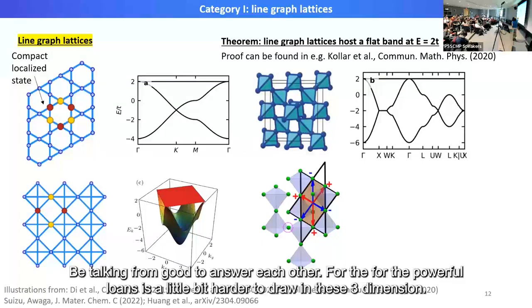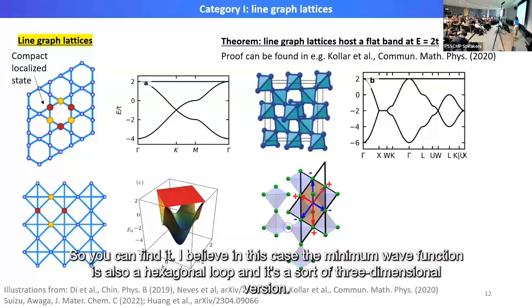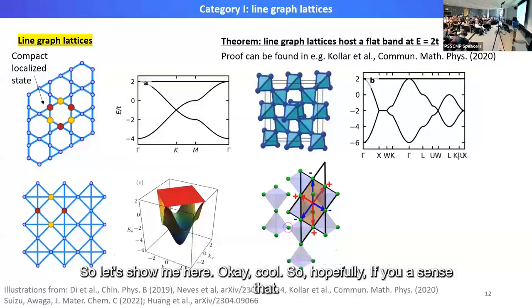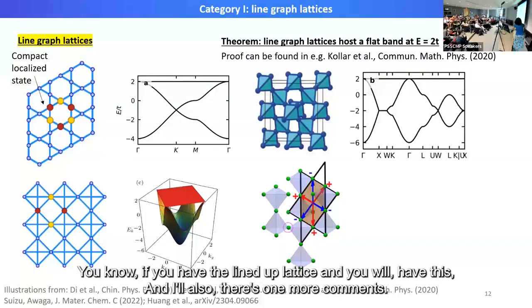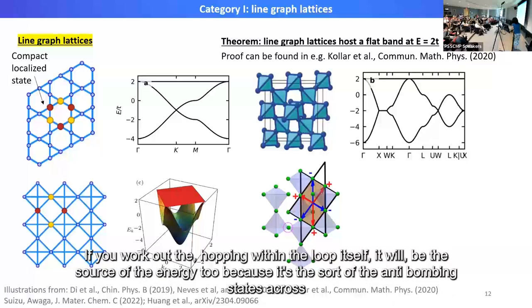For the parabola lattice, it's a little bit harder to draw in three dimensions, but you can find a similar loop. I believe in this case, the minimum wave function is also a hexagonal loop, a sort of three dimensional version of what's shown here. Okay, cool. So hopefully I've given you a sense that if you have a line graph lattice, you will have this flat band at 2t. And also, one more comment: if you work out the hopping within the loop itself, it will be the source of the energy 2t because it's a sort of antibonding state across the loop.